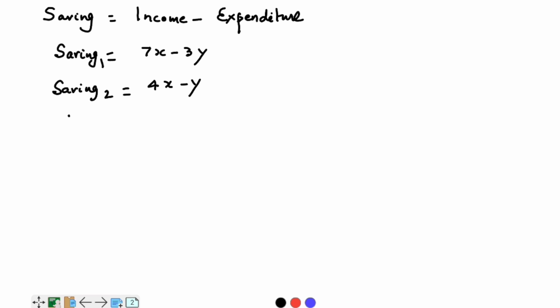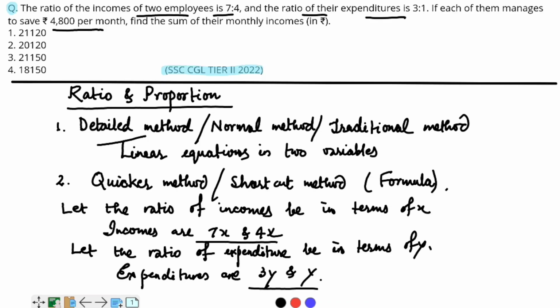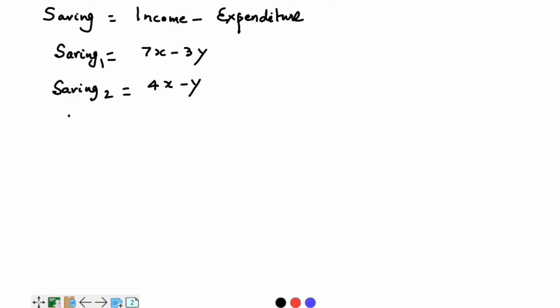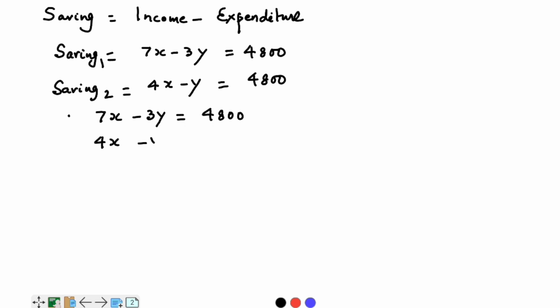Now our saving is equal in both cases, rupees 4800. So we have two equations: the first is 7x minus 3y equals 4800, and the second is 4x minus y equals 4800. We will solve these two equations by the elimination method.